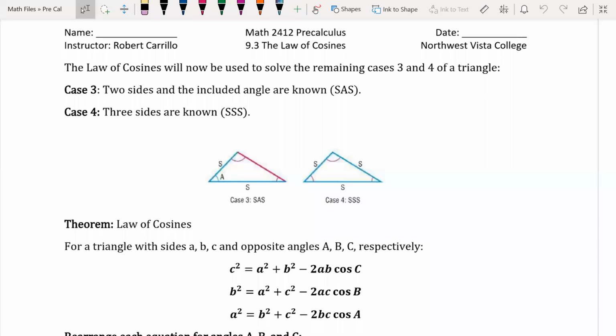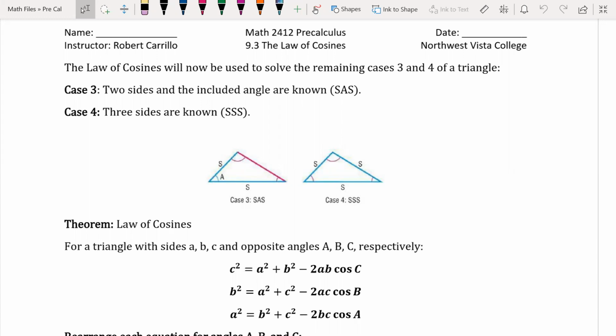Okay. So we have 9.3, the law of cosines today. On Tuesday, we did the law of sines, which dealt with cases 1 and 2. And now we're going to do the law of cosines, which deals with cases 3 and 4. Two sides and an angle are known, side, angle, side. And case 4, three sides are known, side, side, side.